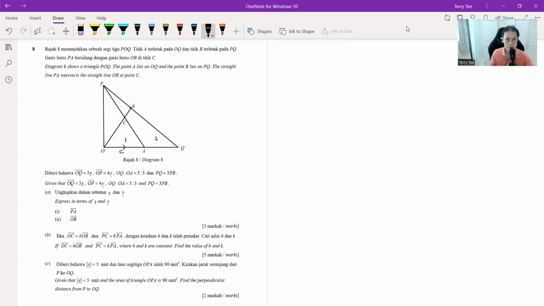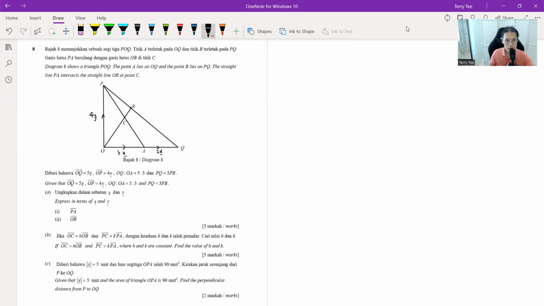So I'm going to write this as 5x, right? Since OQ is 5x, so this is 3x. This is 2x. Okay, the ratio is 3 to 2. So I just remove this. Then you're given that OP is 4y. So we write 4y here.